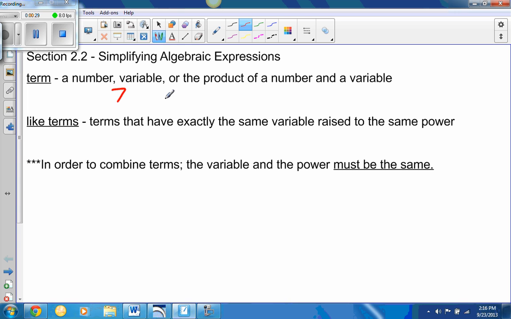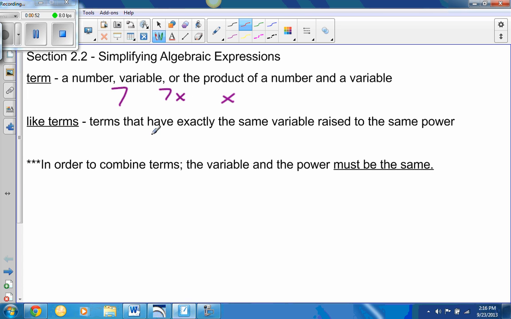A term could be 7. A term could be 7x. Could be just a plain x. Okay, each one of those is a separate term. You have a number, you have a variable, a product of a number and a variable.